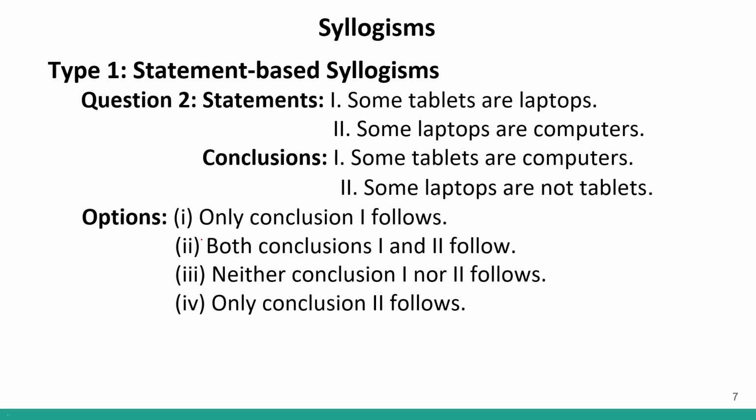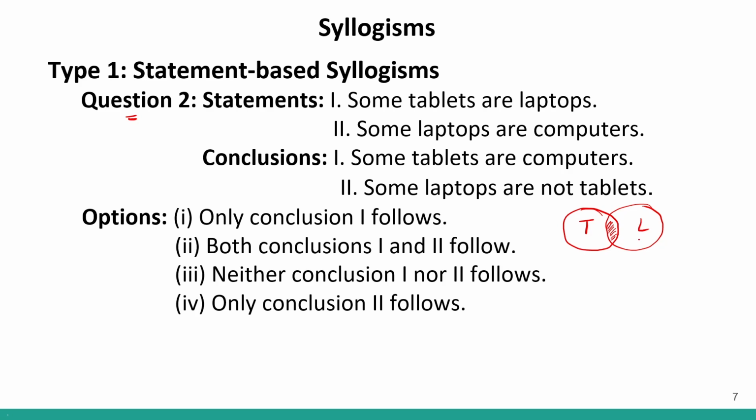Now, moving on to question number 2. Again, set of 2 statements and set of 2 conclusions, and we have to tell which of the conclusions follows. That means we have to tell which of the conclusions will definitely be true. Okay. Statement 1 is some tablets are laptops. So if I have to draw the Venn diagram of some tablets being laptops, I will draw it like this. This is the highlighted portion. Some tablets are laptops. Correct?